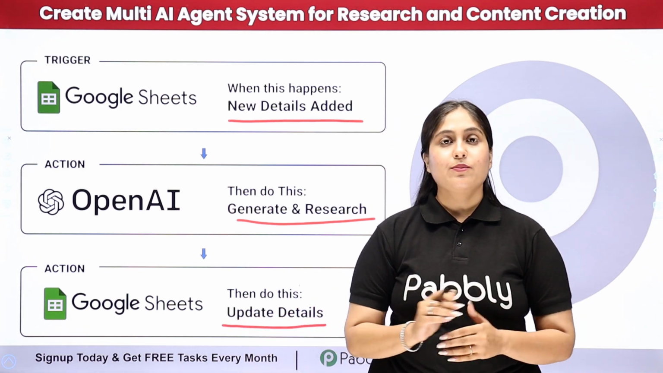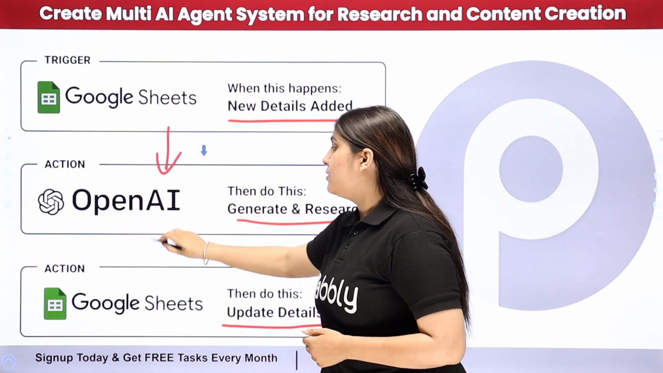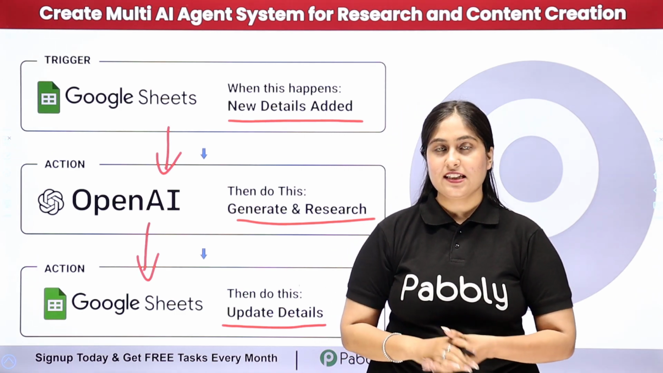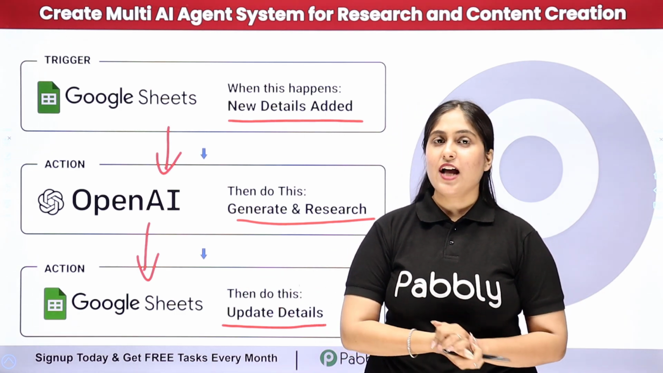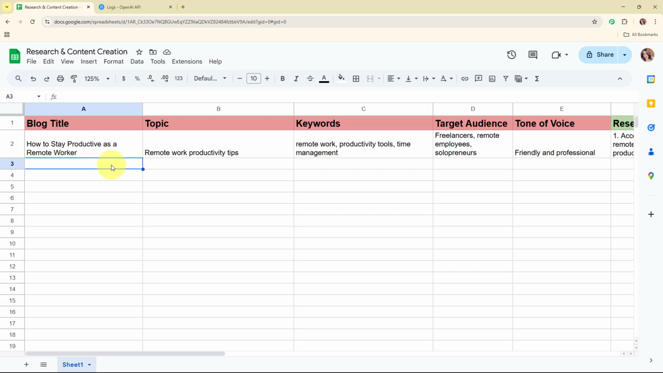Now, to automate the entire process, I need to connect my Google Sheets with OpenAI and Google Sheets again using an automation software named Pabbly Connect. To see the working of this automation and to learn this process step by step, let me take you to my screen. Welcome to my screen.